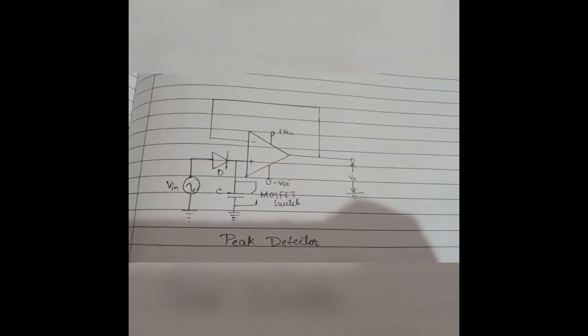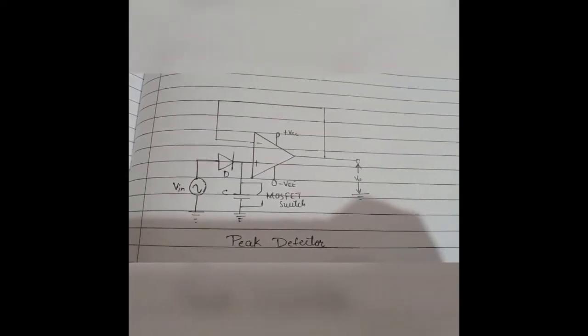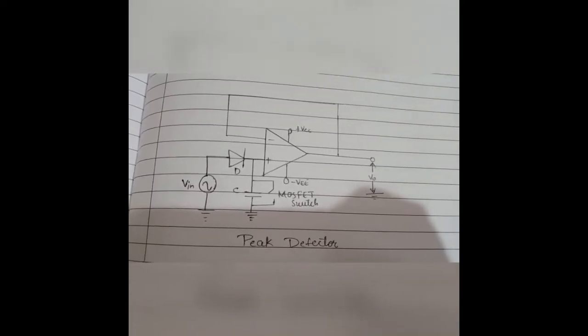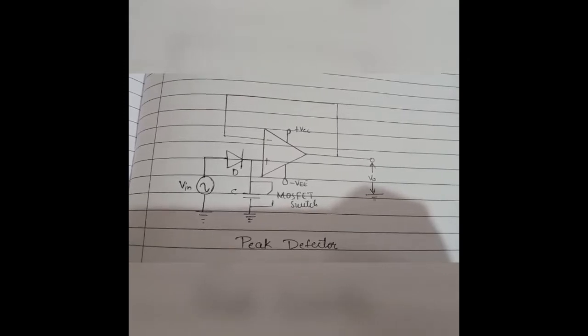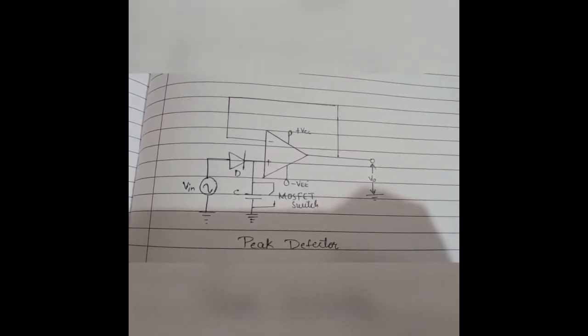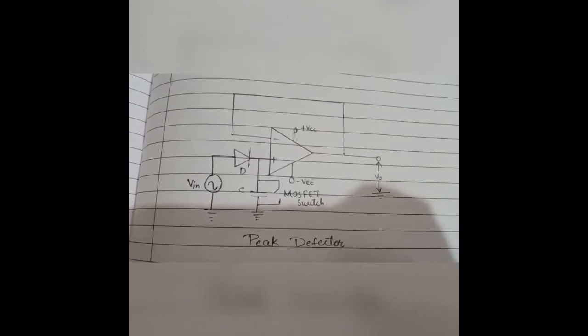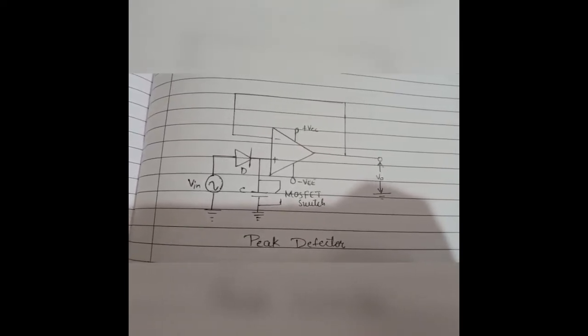The working principle of the circuit is such that the peak of the input waveform is followed and stored in terms of voltage in the capacitor. As time moves further, if the circuit detects a higher peak, the new peak value is stored in the capacitor until it is discharged.